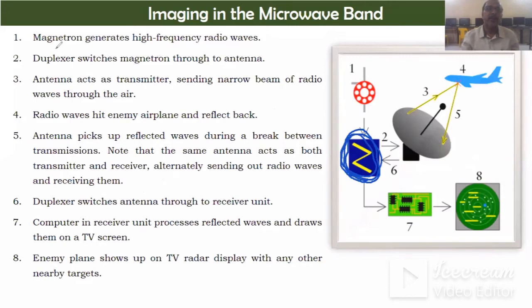So here the magnetron generates high frequency radio waves. So it can generate the radio waves, high frequency radio waves. These waves are transmitted by the antenna. So the duplexer will pass this to the antenna. The antenna acts as a transmitter which sends a narrow beam of radio waves through the air. So these waves are sent through the air.